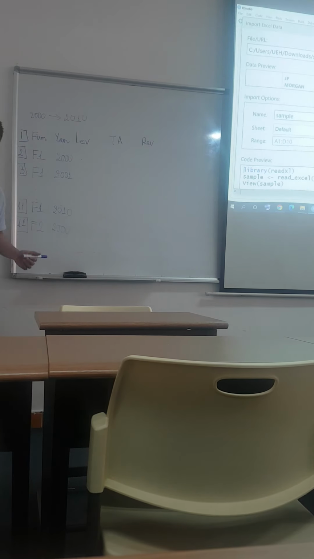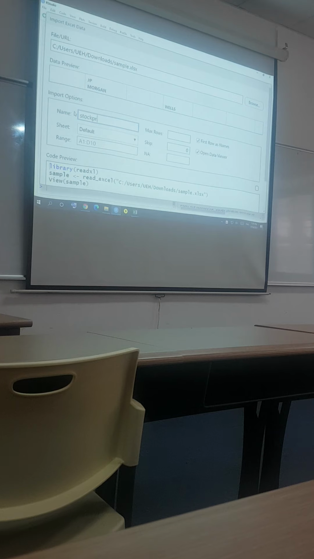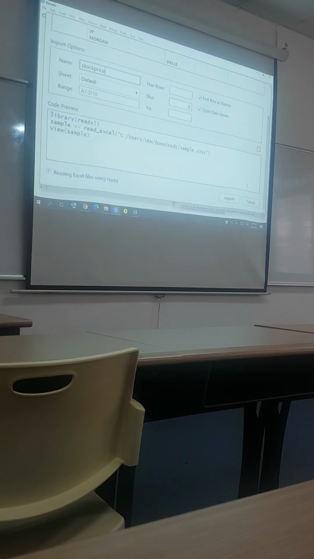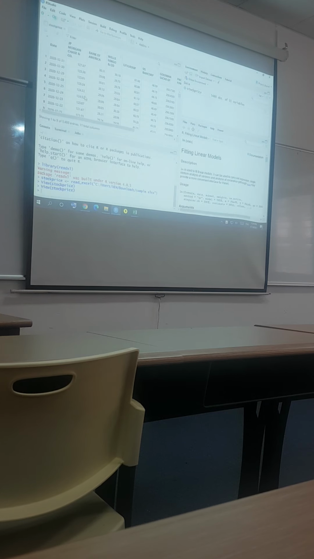So go back to RStudio. You can name your dataset here. In my sample dataset, I present the daily stock price, so I can name the dataset stock price here. And please don't change anything else. If you have the first row as variable names, click on this one, first row as names. Okay, and scroll down and click import. After you finish the import, you're going to have a dataset like this. It imports the dataset from Excel to RStudio.